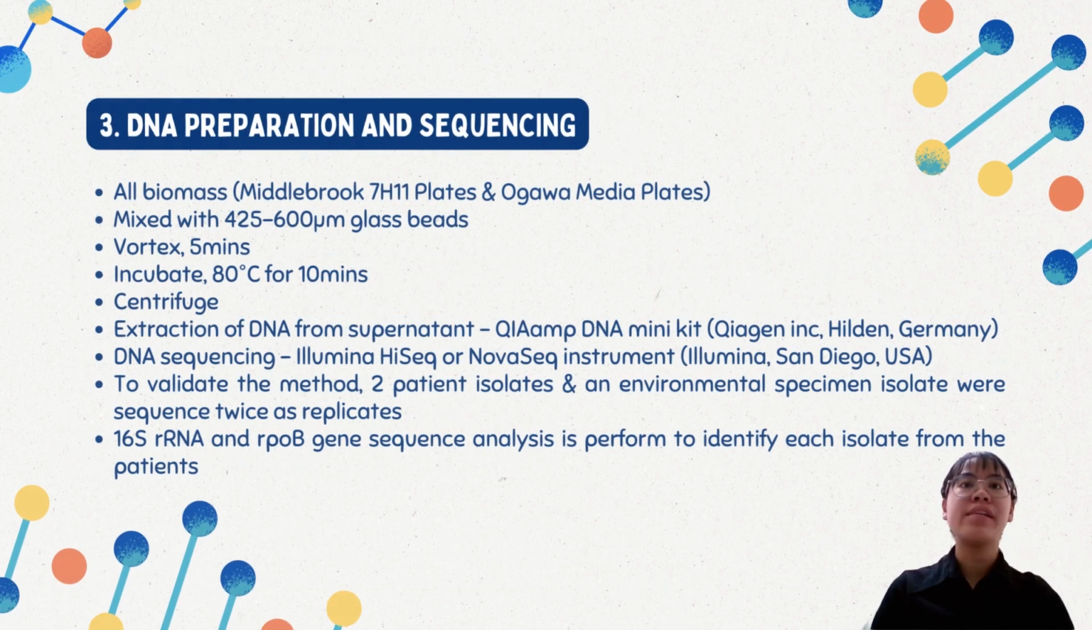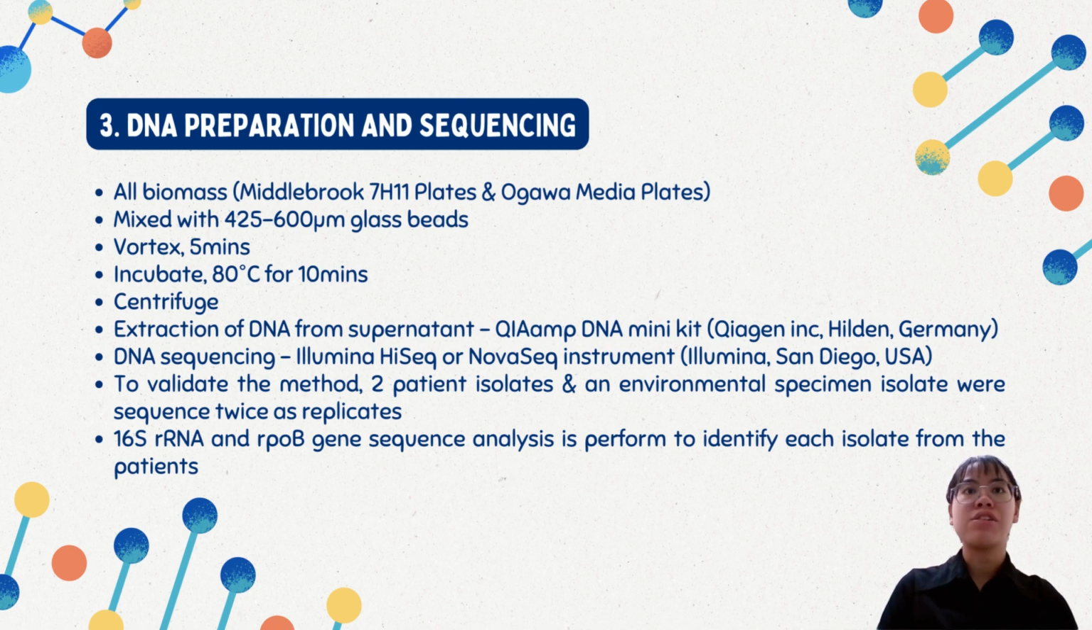Next is DNA preparation and sequencing. All biomass from Middlebrook 7H11 plates and Ogawa media plates was mixed with 435 to 600 micrometer glass beads and vortexed for 5 minutes, incubated at 80 degrees Celsius for 10 minutes, and centrifuged. Extraction of DNA from the supernatant was done using the QIAamp DNA mini kit, while DNA sequencing was done using Illumina HiSeq or NovaSeq instrument. To validate the method, 2 patient isolates and an environmental specimen isolate were sequenced twice as replicates.